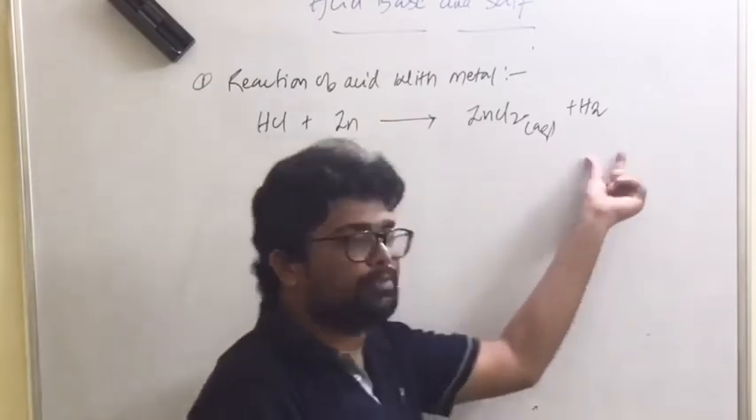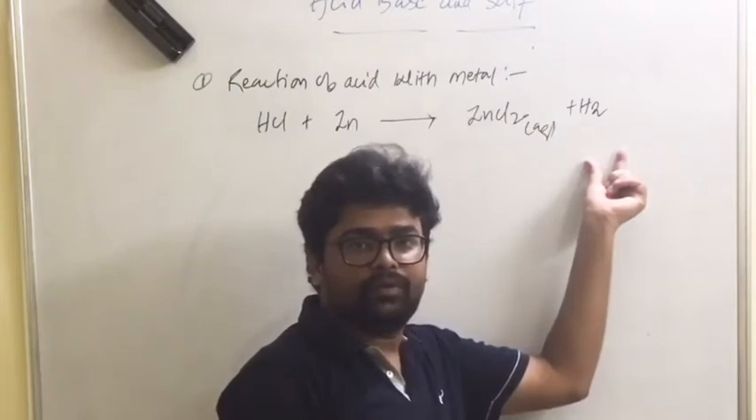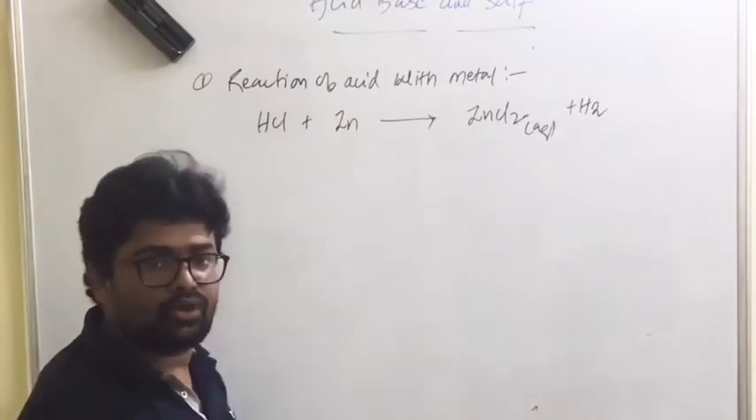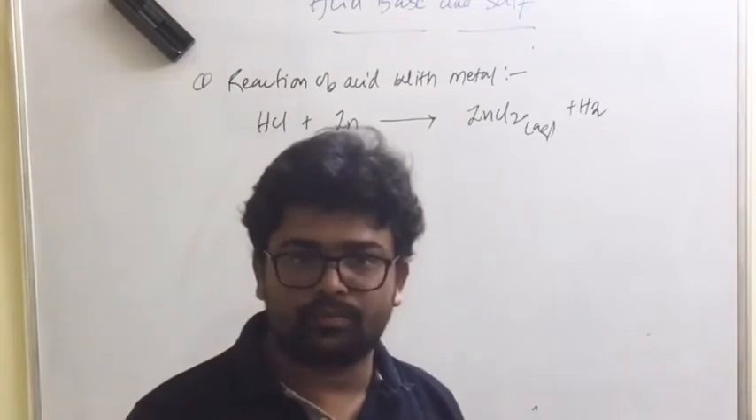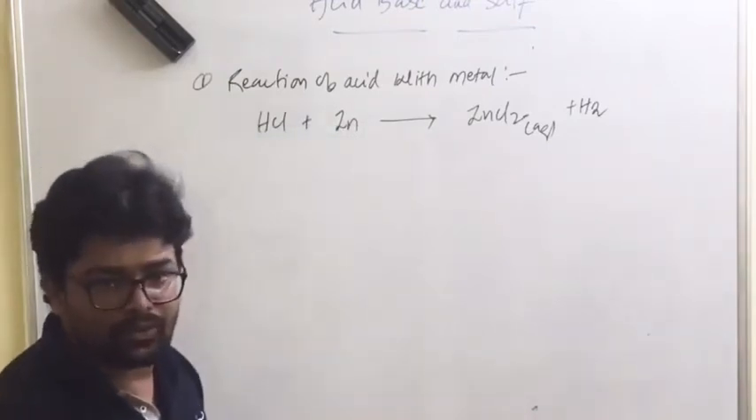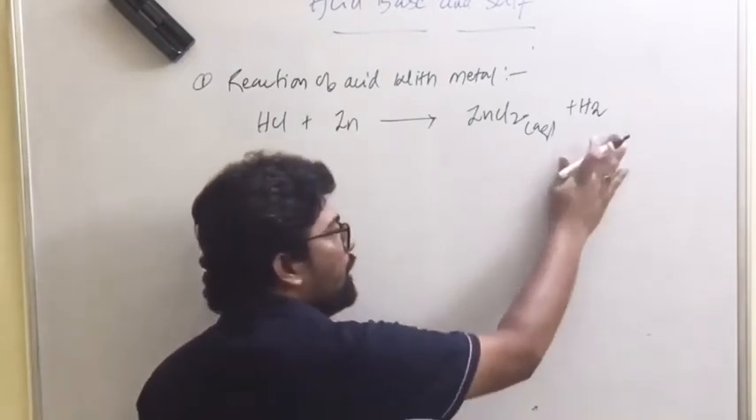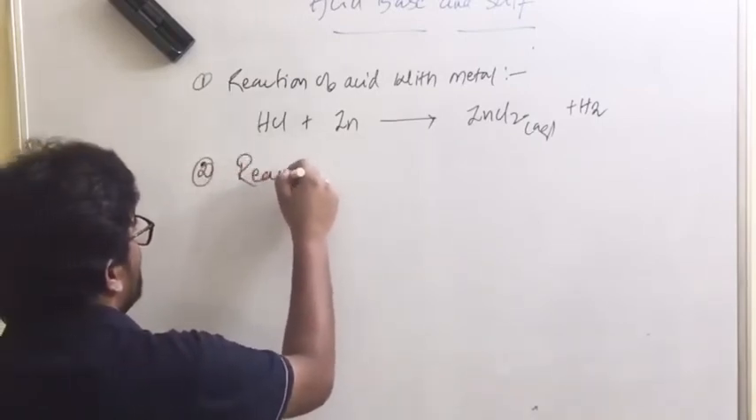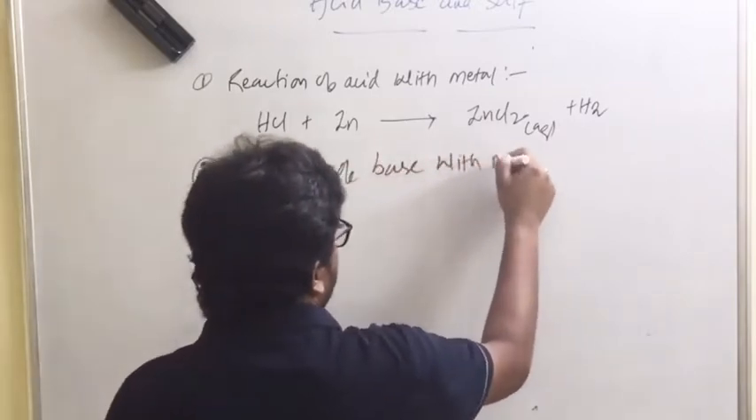Okay, how do we test the presence of hydrogen gas? With the help of flame test. That is, you bring a burning candle near the mouth of the test tube in which hydrogen gas is collected. If it burns with a pop sound, or it puts off by making a pop sound, then it shows the gas is hydrogen gas. So all metals, when they react with acid, give you hydrogen gas. Okay, now the next chemical property, reaction of base with metal.